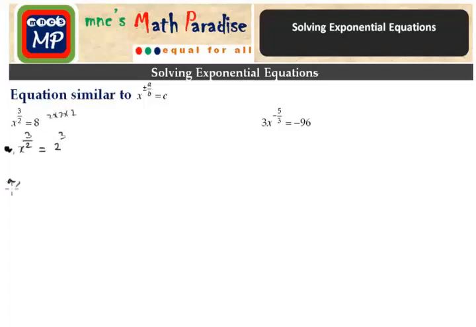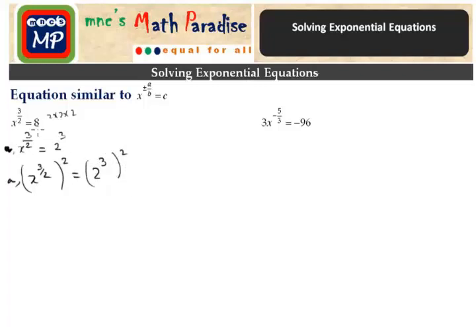So now, for this kind of example, x to the power 3 by 2, we need to delete this 2 in the power, that is, the denominator of the power. So what we will do is raise both sides to a power equal to this denominator, that is 2. That means 2 cubed, all to the power 2.